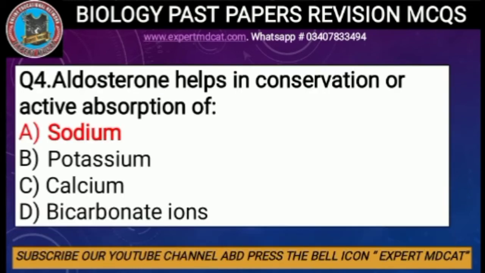Question number 4 is: aldosterone helps in conservation or active absorption of. Options are sodium, option B is potassium, option C is calcium, option D is bicarbonate ions. Here the correct option is sodium. Actually, aldosterone supports active reabsorption of sodium ion with passive reabsorption of water and active secretion of potassium. So the correct option is A, that is sodium.